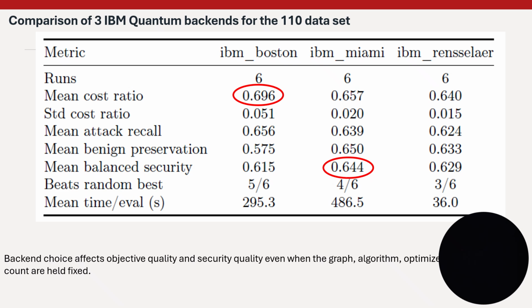Moving on, we're going to compare the 3 IBM quantum backends for our largest dataset with 110 total points. As you can see from the highlighted elements in this table, the backend choice affects objective quality and security quality significantly, even when other factors are held fixed. The mean cost ratio was highest for IBM Boston, for example, whereas the mean balanced security was highest for IBM Miami. This indicates the importance of reporting all the statistics in order to get a full picture of how the hardware is behaving.